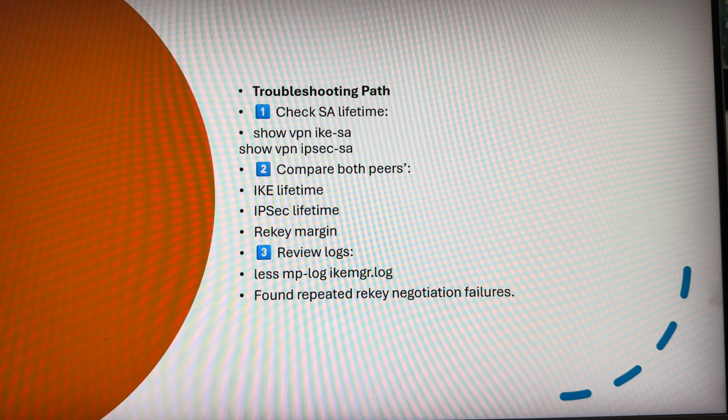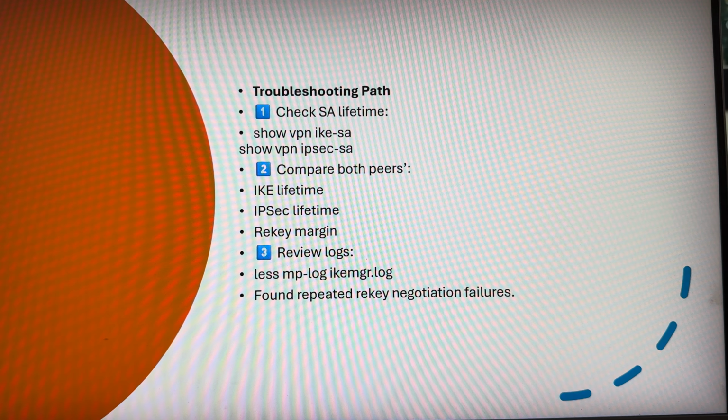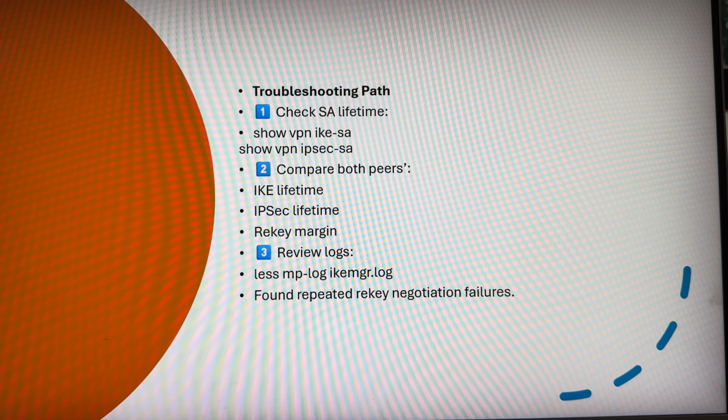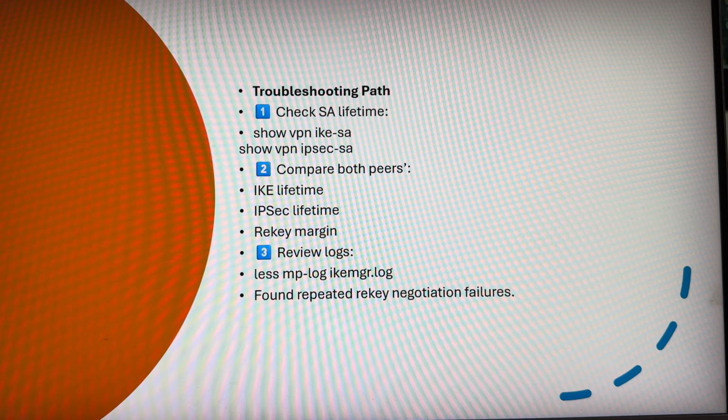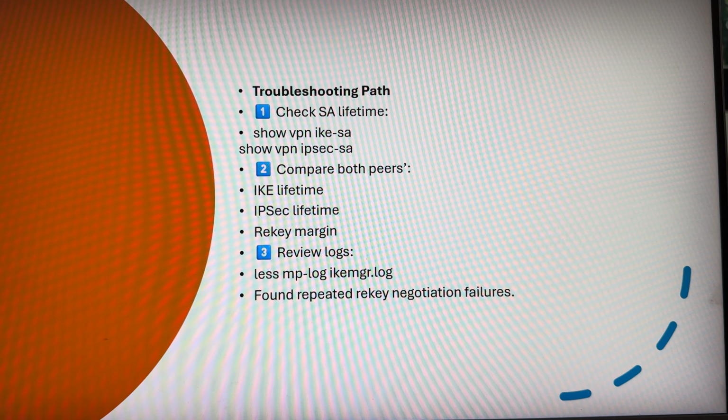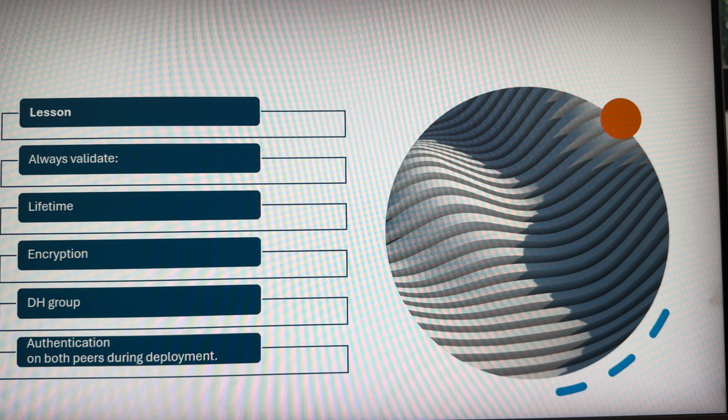Troubleshooting path: check the SA lifetime with show vpn ike-sa and show vpn ipsec-sa in the CLI on the firewall. Compare both peers: IKE lifetime, IPsec lifetime, key margin. Review logs with less mp-log ikemgr.log and found repeated rekey negotiation failures. Lesson: always validate lifetime, encryption, DH group, and authentication on both peers during deployment.